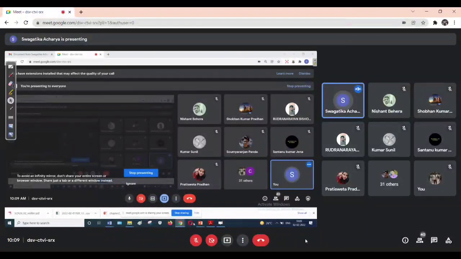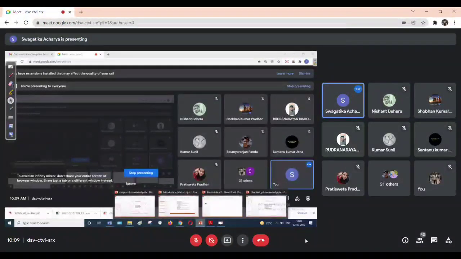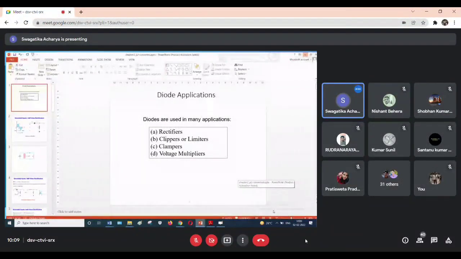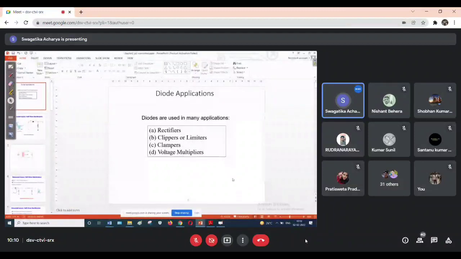Okay, so let's start. So take your notes simultaneously. So first of all, why this rectifier? Listen, we have already studied diode and Zener diode, isn't it? So diode, the application of Zener diode, you have gone through your voltage regulator. Yes or no?